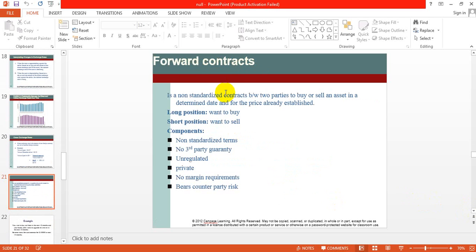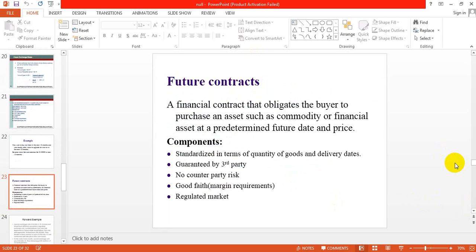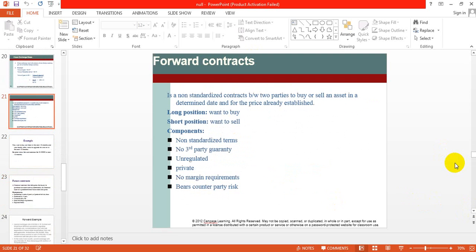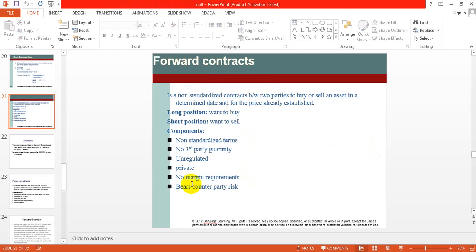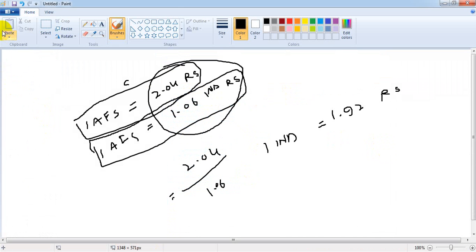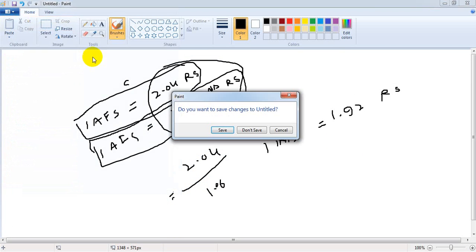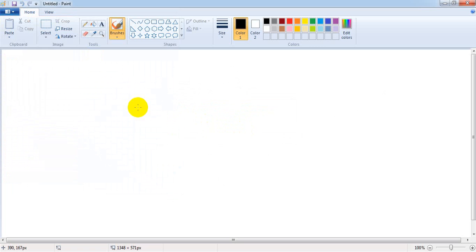Then the next topic is forward contracts. One is the forward contract, the other is the future contract. We will discuss these in detail. A forward contract is a non-standardized contract between two parties. It is a contract, but it is a non-standardized contract. Non-standardized, what does it mean? First we will discuss standardized, then it will be clear to you what non-standardized is.